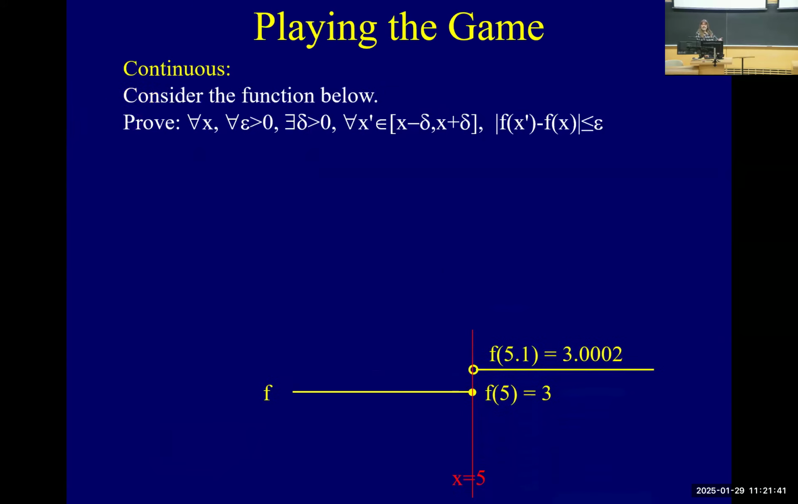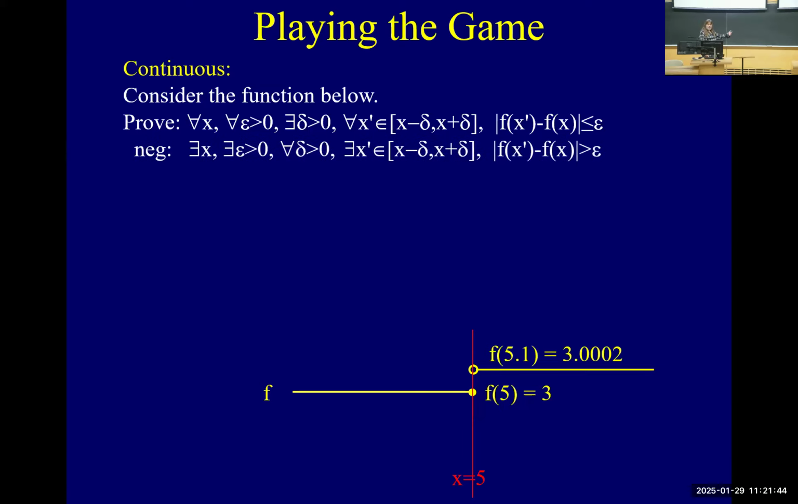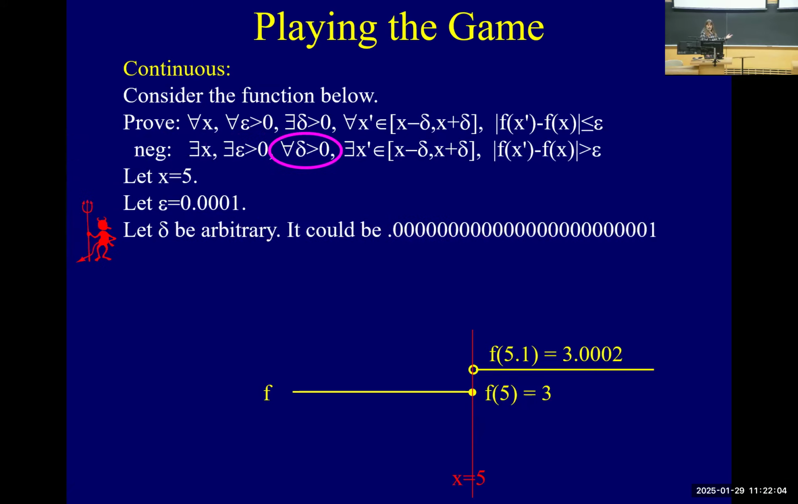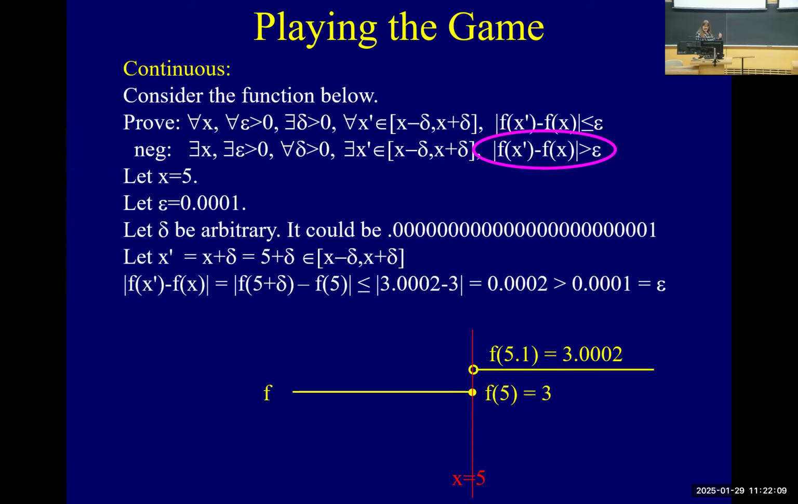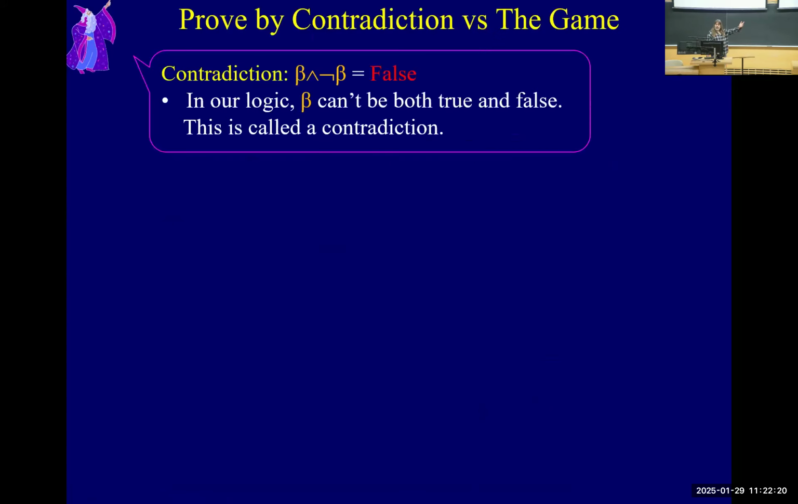Now, what about this? Is this continuous? No. So we take the negation. And what does the negation say? I give you, where is it not continuous? It's not continuous at 5. There exists an epsilon. Well, the gap here is 0.0012, so I make my epsilon 0.001. You make delta really, really small. I can come up with an x that's within that delta of 5, and your gap's too big. Everybody good? And I think we're out of time.